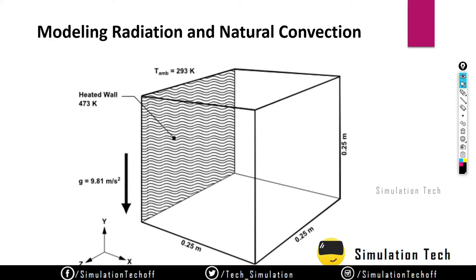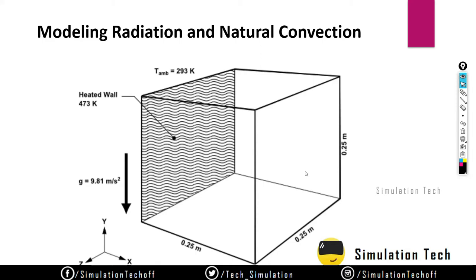This cube has 6 sides, and on one face we have a temperature of around 473 Kelvin, and this temperature is converged. The convection and radiation happen. The heat is transferred from this face to all the surrounding faces.